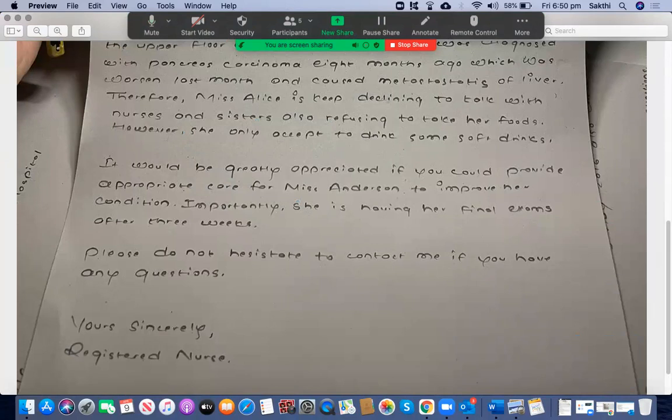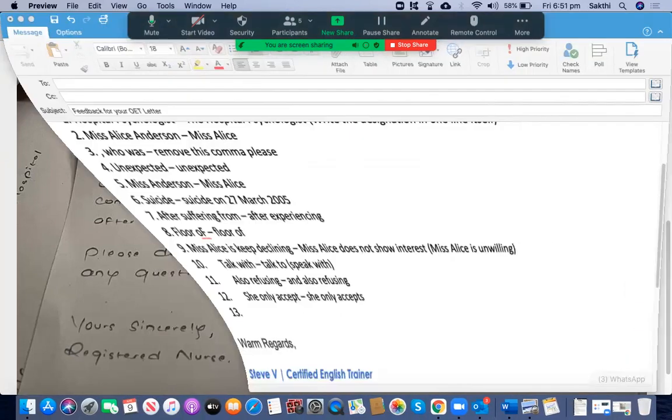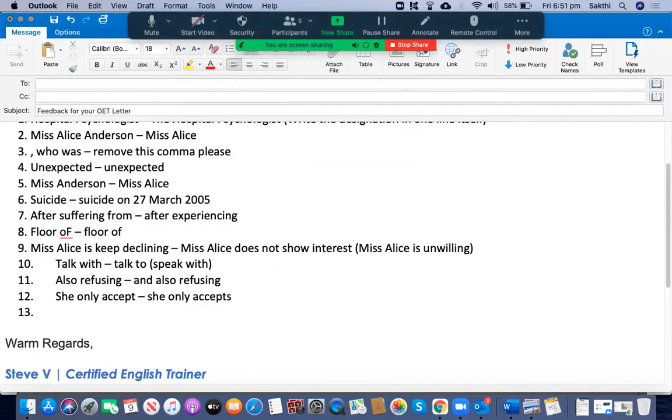She only accepts to drink some soft drinks. Instead of saying to drink some soft drinks, you can say to have some soft drinks.